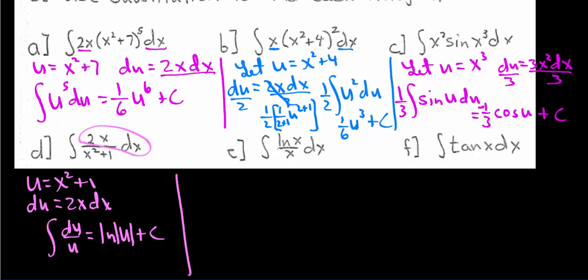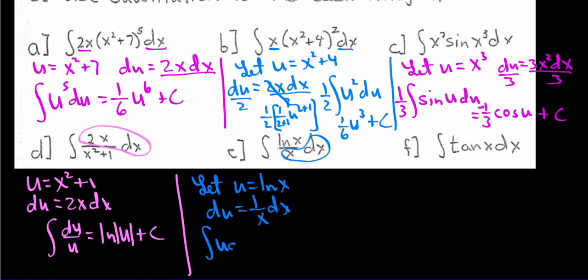Okay. Over here on this one, let's see here. This looks like a tricky one. Let u equal log x, then du is 1 over x dx. That's kind of tricky. There's 1 over x dx. So this just turns out to be u du, which is 1/2 u squared plus c.